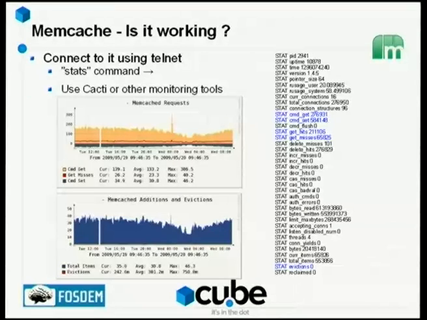Luckily, there's a couple of ways of checking that. You can just connect to it on the port using telnet, and then you can just run the stats command, and that will give you things like how many gets, how many sets, how many cache hits and misses, as well as how many evictions. It's 0 in this case. And you can also use cacti or other monitoring tools to monitor this. And what's interesting is you can do that per slab. So you can actually see that the slab for 1 megabyte objects is getting a lot of evictions, in which case you know that something's really not right.